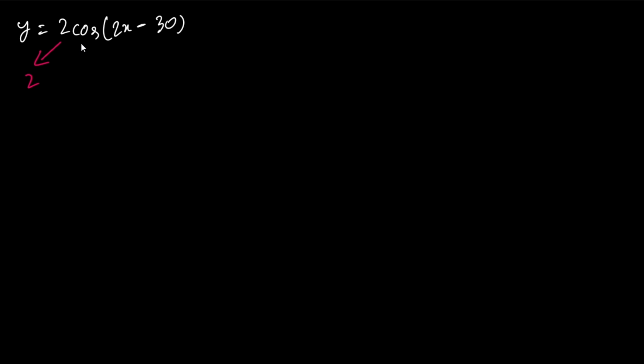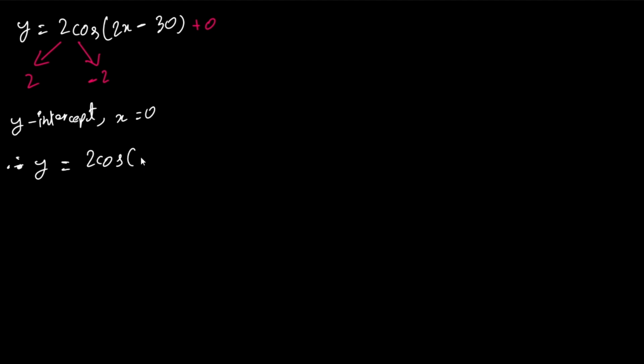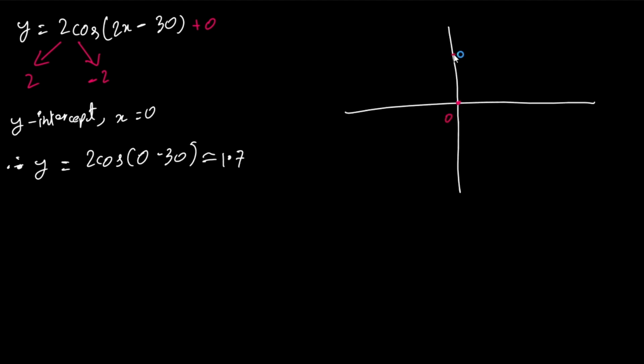Here our amplitude is 2 and negative 2. The curve repeats every 360 divided by 2, which is 180 degrees. The curve is shifted to the right by 30 degrees, as it is displayed by the negative 30 here. And there is no vertical shift, as d is equal to 0 here. Let us first find the y-intercept. We set x equal to 0 and solve for y, which gives us approximately 1.7. Now we can sketch the curve just based on this information.